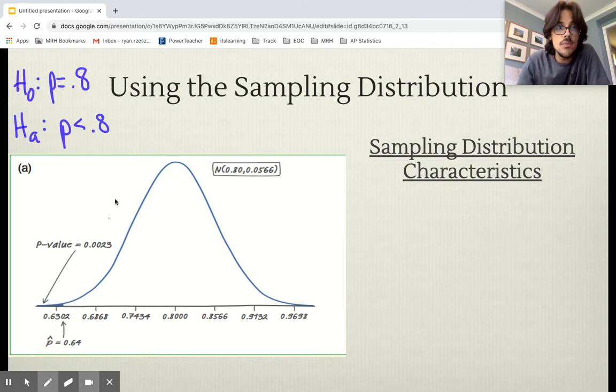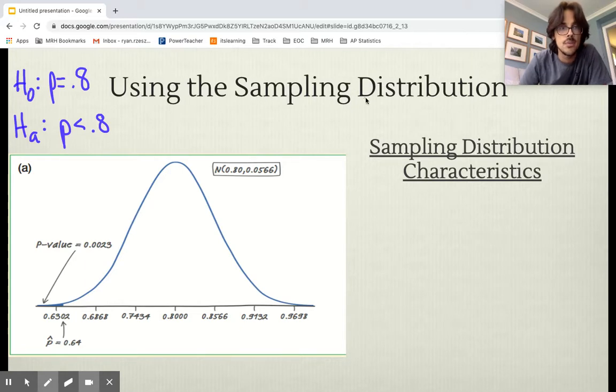So if the answer is actually 0.8, we learned that P hat problems look approximately normal as long as that large counts condition is met, which we just checked 2 seconds ago. So we know that P hat, the possible P hats we can get, the possible sample proportions, follow a normal curve right here.